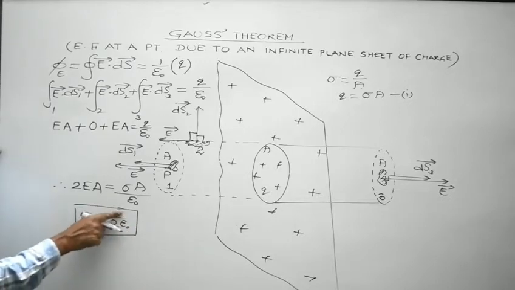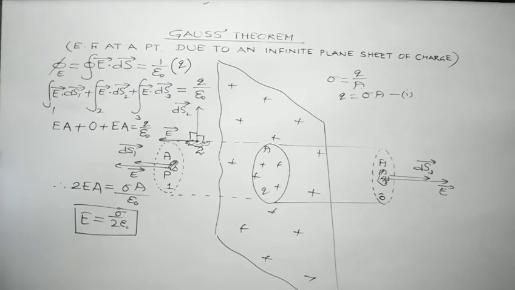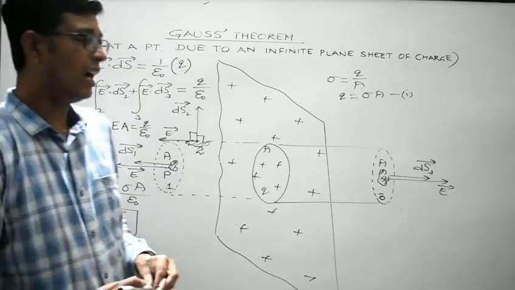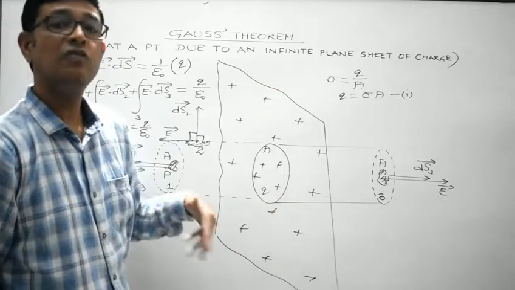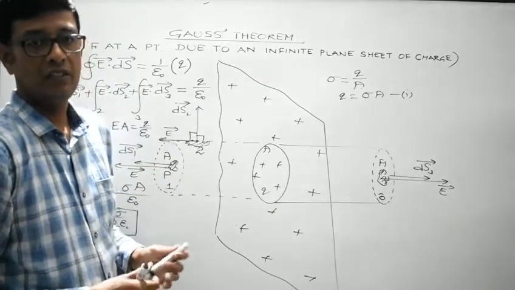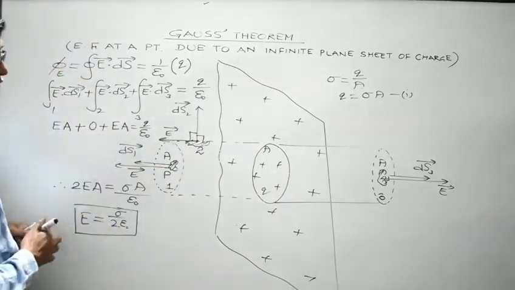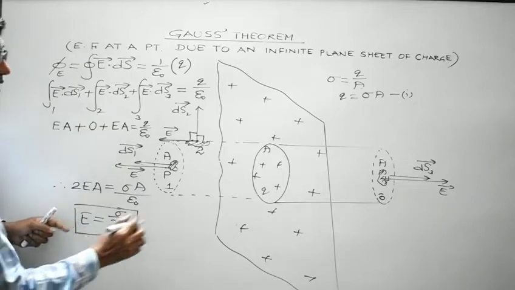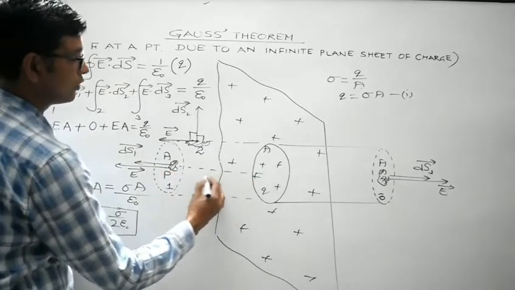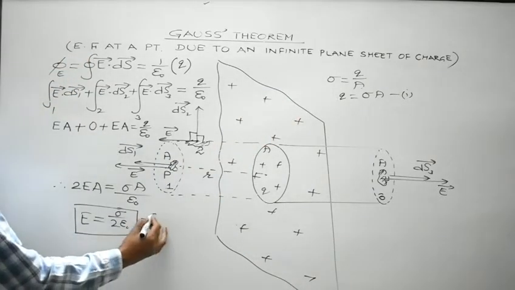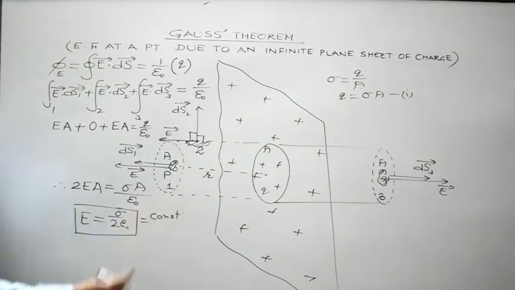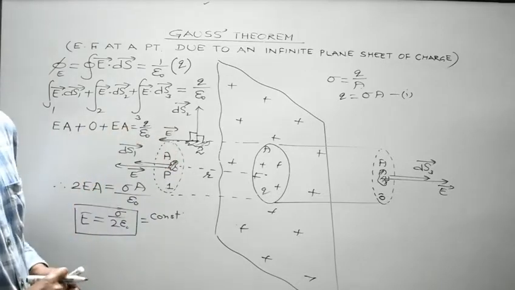So the electric field is given by sigma divided by 2 epsilon. So this is the expression for the electric field at any arbitrary point due to an infinite plane sheet of charge of negligible thickness. So you can easily judge that this expression for the electric field is independent of the distance R of the observation point from this plane sheet of charge. So it is constant. It does not depend upon R.